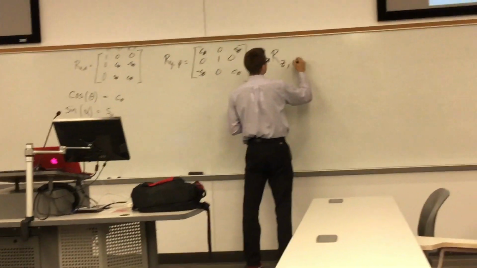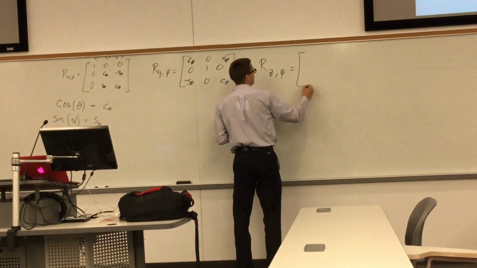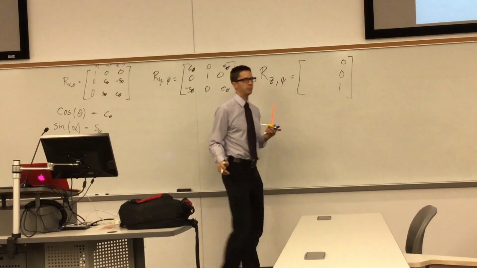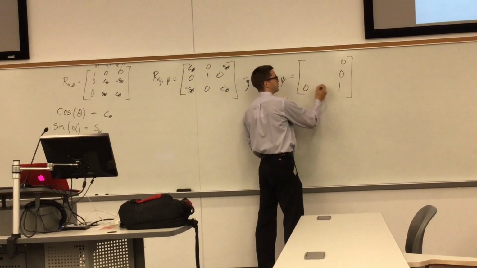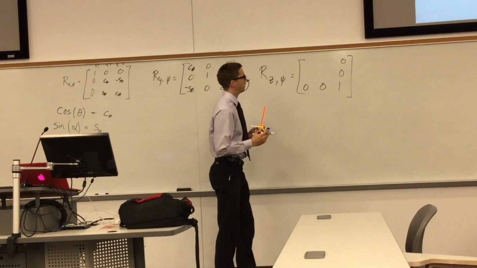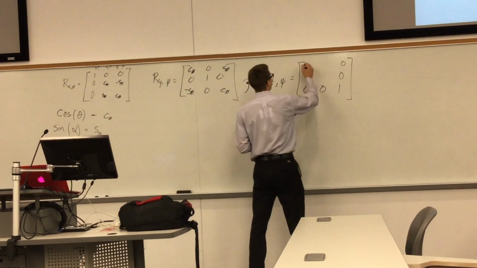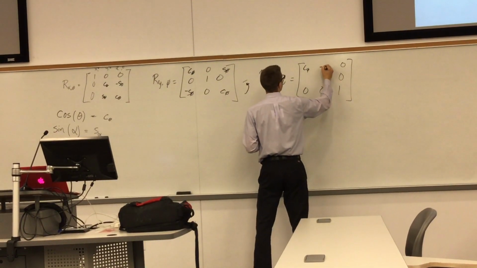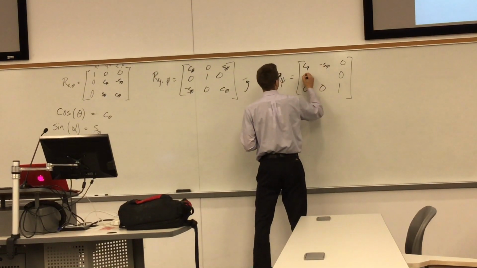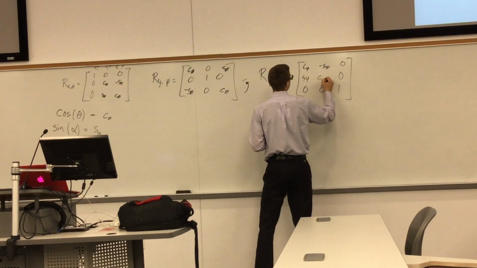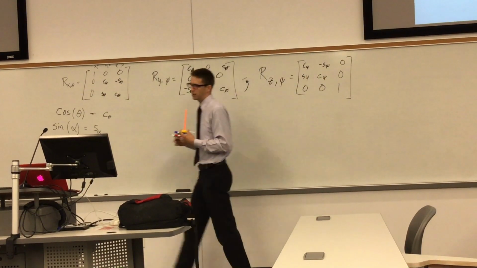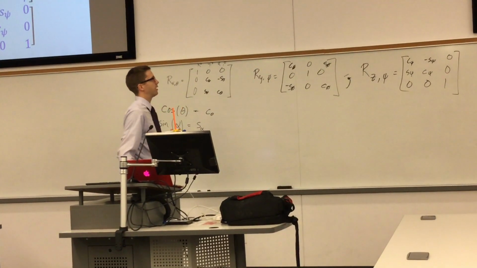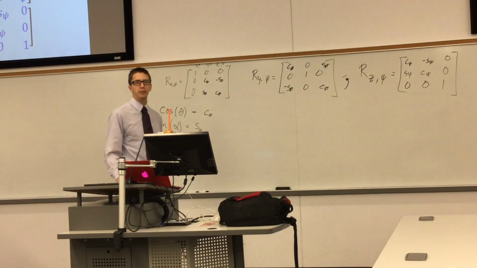RZ, I think I did psi. So for this one, 0, 0, 1, our last column. Since our rows are also unit length, we've got this, and then it's just C phi, minus S psi, S psi, C psi. All right. So these are our basic rotation matrices.